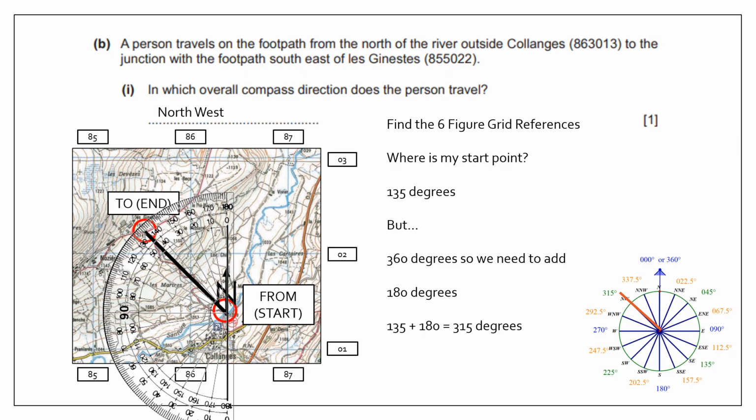Now, yes, on your compass it would say NW. I would prefer if you write out northwest, because sometimes it's given and sometimes it's not. But if you write out northwest, they can't take the point away.